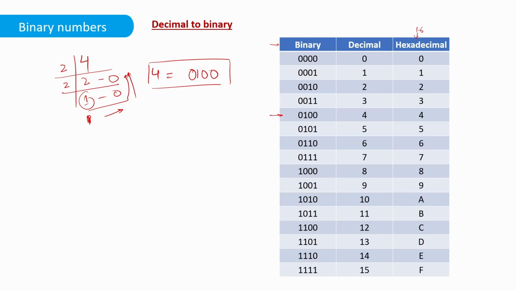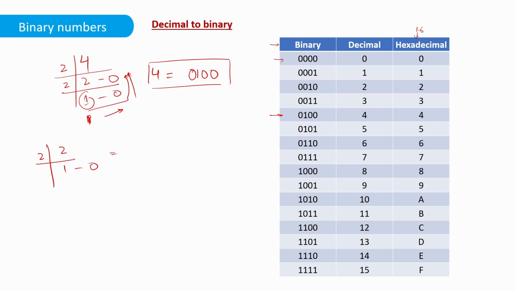Similarly, for making this table, we can do all these divisions. 0 is directly 0000. 1 is directly 0001 because this is less than 2. For 2, let's do this once again. It's really simple. 2 divided by 2 is like this. 2 times 1 becomes 2, and then we have remainder 0.